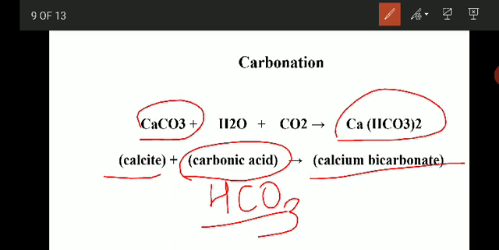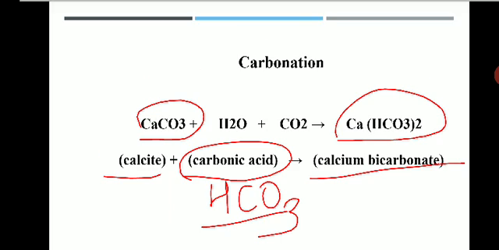So what happens in carbonation? The rainwater combines with CO2 to form carbonic acid, and this acid reacts with the various elements such as calcium, magnesium, iron in the minerals, and transforms them into carbonates and bicarbonates. So that is called carbonation.